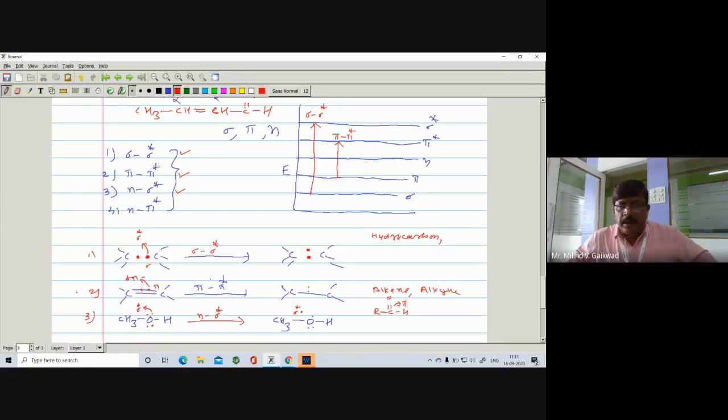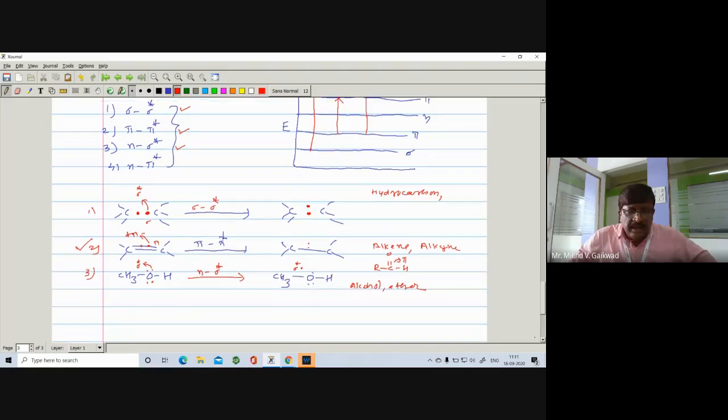Now we have seen n to sigma star. One of the electrons from n is shifted to sigma star, which is called n to sigma star transition. Example: compounds which contain a lone pair, like alcohol and ether. So they are not so important. These two are important, right?